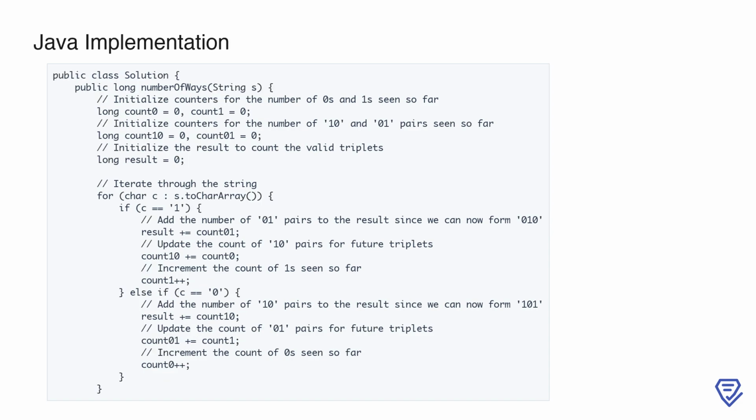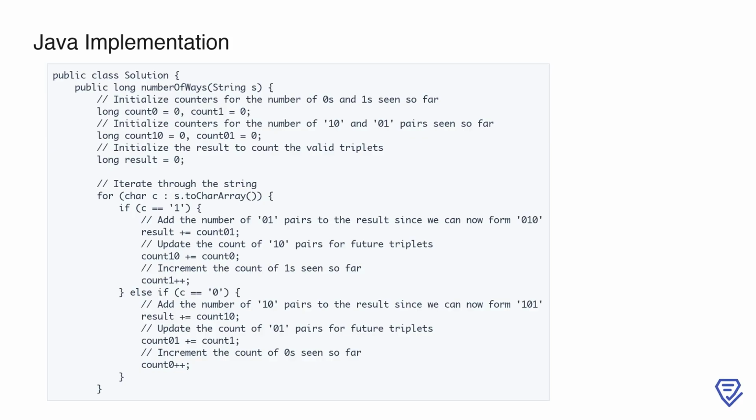Here, we start by defining the numberOfWays method, which takes the input string s representing the sequence of buildings. We first initialize several counters. The variables count0 and count1 keep track of the number of zeros and ones encountered so far. Similarly, count10 and count01 are used to store the number of 10 and 01 pairs we have seen up to the current point. Finally, we initialize the result variable, which will hold the total count of valid triplets like 010 or 101.